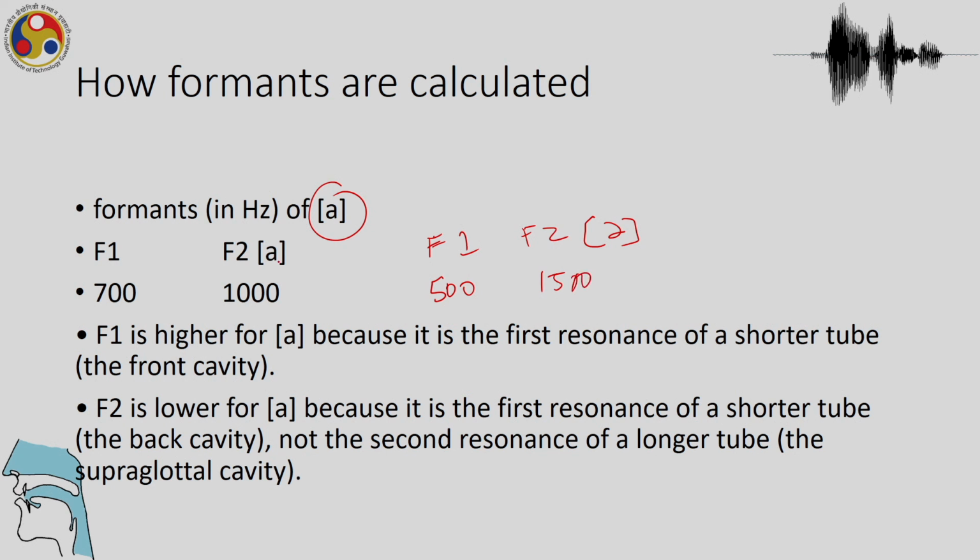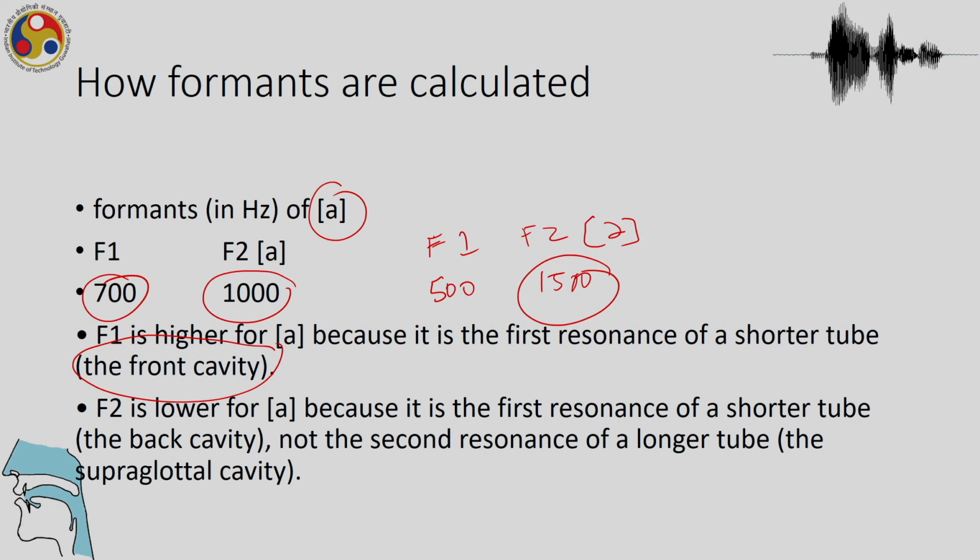Compare this to the formant frequencies of the vowel A. So F1 is higher for A because it is the first resonance of a shorter tube, which is the front cavity. Recall when we studied articulatory phonetics that these are different cavities involved in the production of the different vowels. And F2 is lower for A because it is the first resonance of a tube lower than the schwa. While F2 for A is 1000, F2 for the schwa is 1500. And again, F1 is higher and F2 is lower.